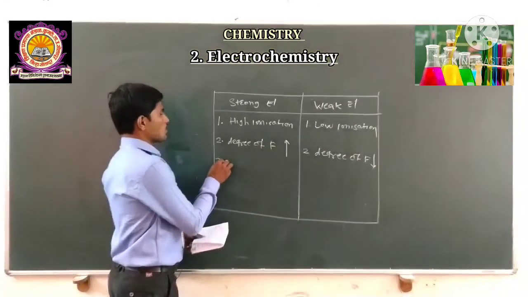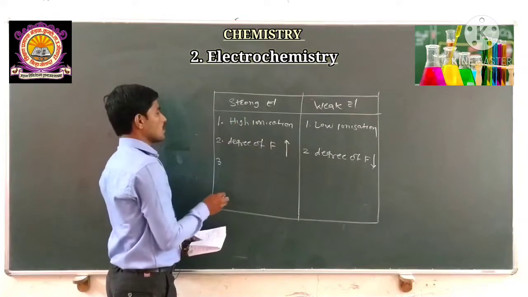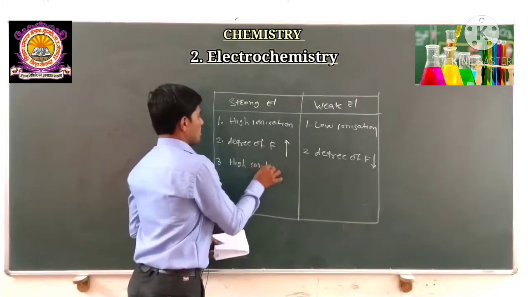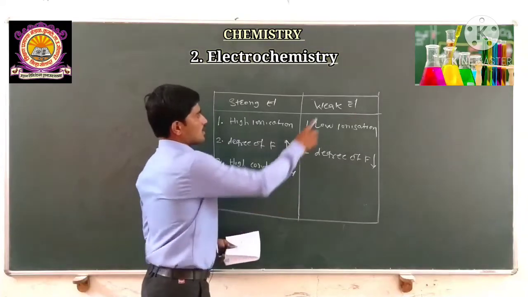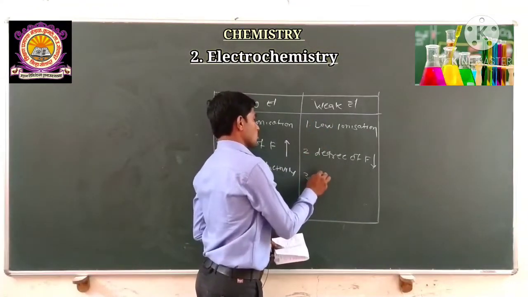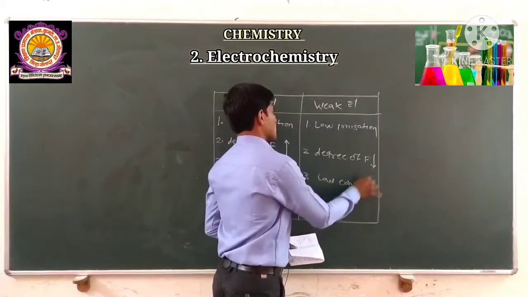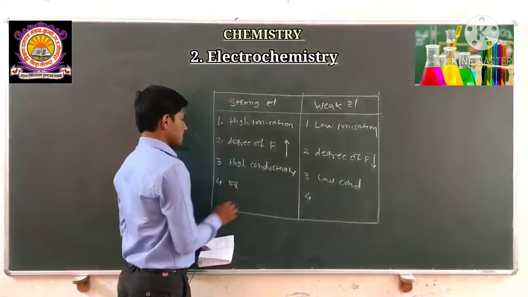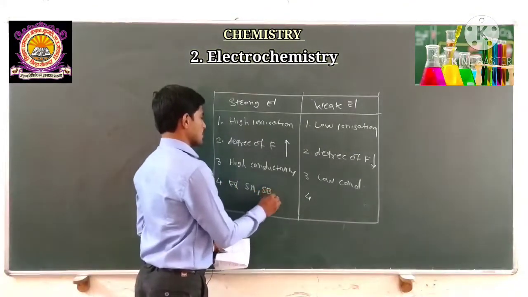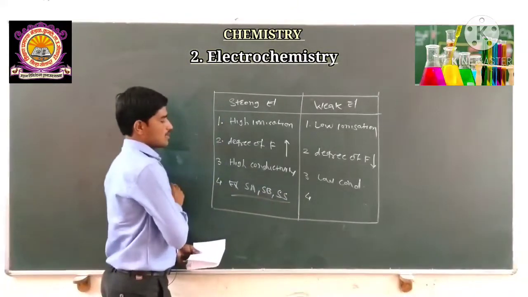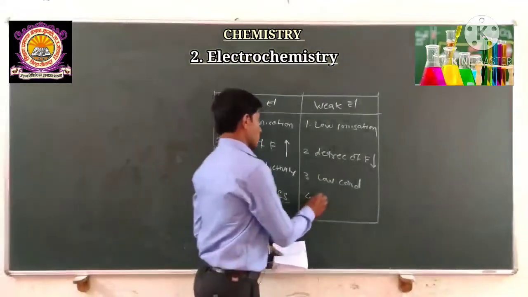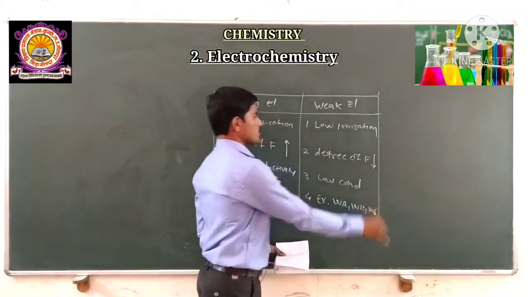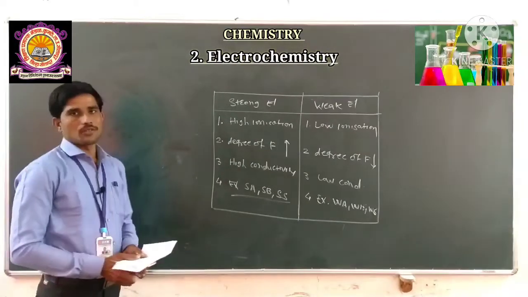These strong electrolytes produce high conductivity, while weak electrolytes produce low conductivity. And the fourth point is nothing but the examples. Here strong acids, strong bases and strong salts are the best examples of strong electrolytes, and here weak acids, weak bases and weak salts are the examples of weak electrolytes.